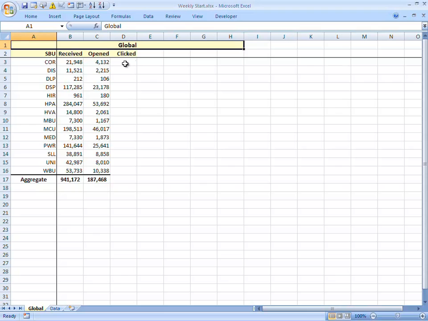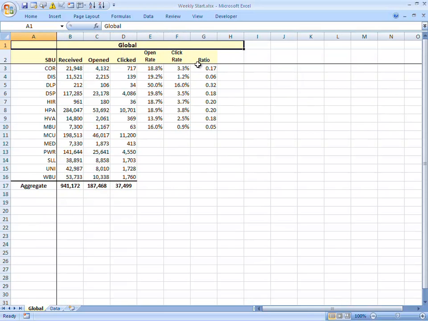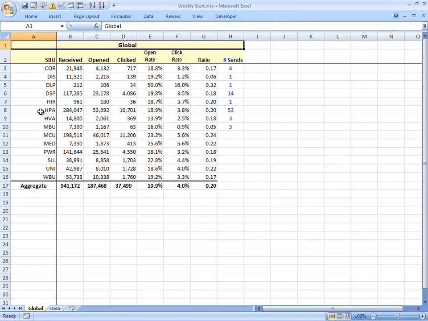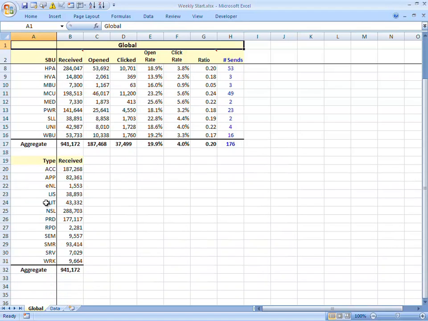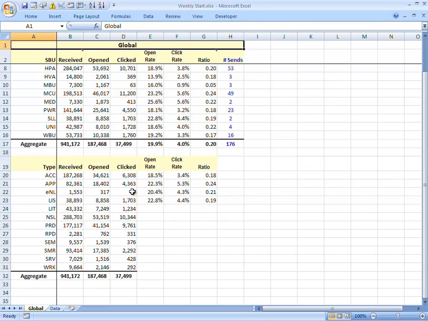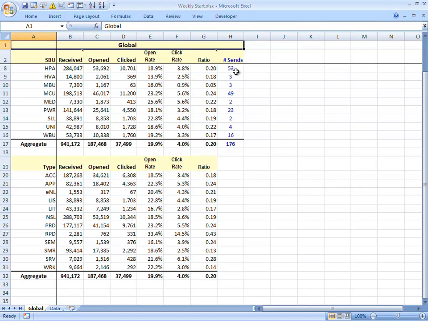So here's the received, opens, clicked, then it calculates the stats based off of these. So I have individual metrics for the different business units. This is our business units. And then it goes down here and starts doing the same thing for the type of campaign. So these are like a listening campaign, literature announcement, newsletter, product announcement, seminar, and it rolls them all up for me just like that. And this is also how many campaigns. There are 53 in our HPA business unit and 49 in MCU. So for the type of campaigns, you can see how many there were.